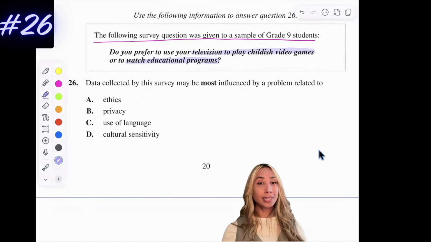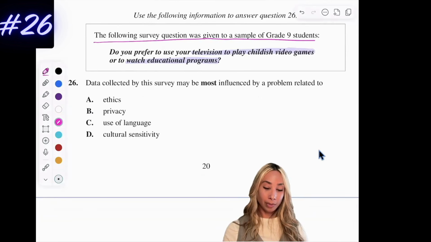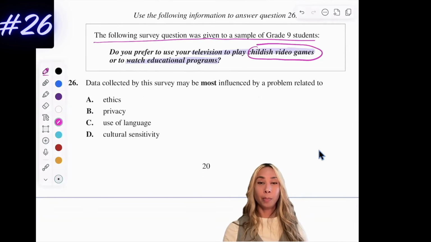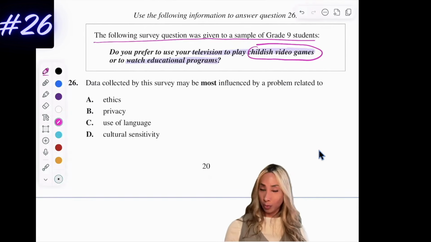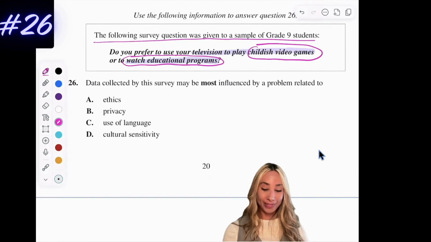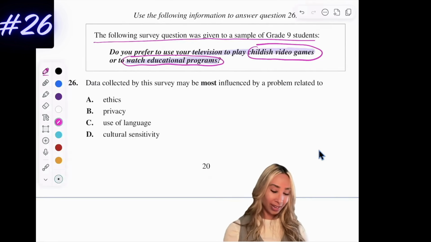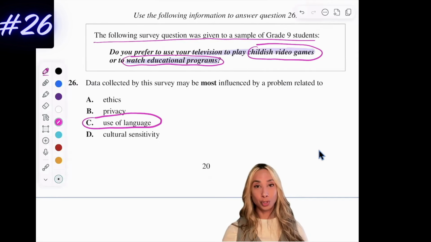So of course, they're kind of priming you with that wording. If you are labeling something as childish, people are less likely to pick that, especially if they're asking teenagers this, right? You guys are teenagers, you don't really want to be known as childish. Or do you want to be smart and watch educational programs like the YouTube video you're watching right now? So of course, the issue with this one is the use of language, right? It's going to sway people to choose one over the other.